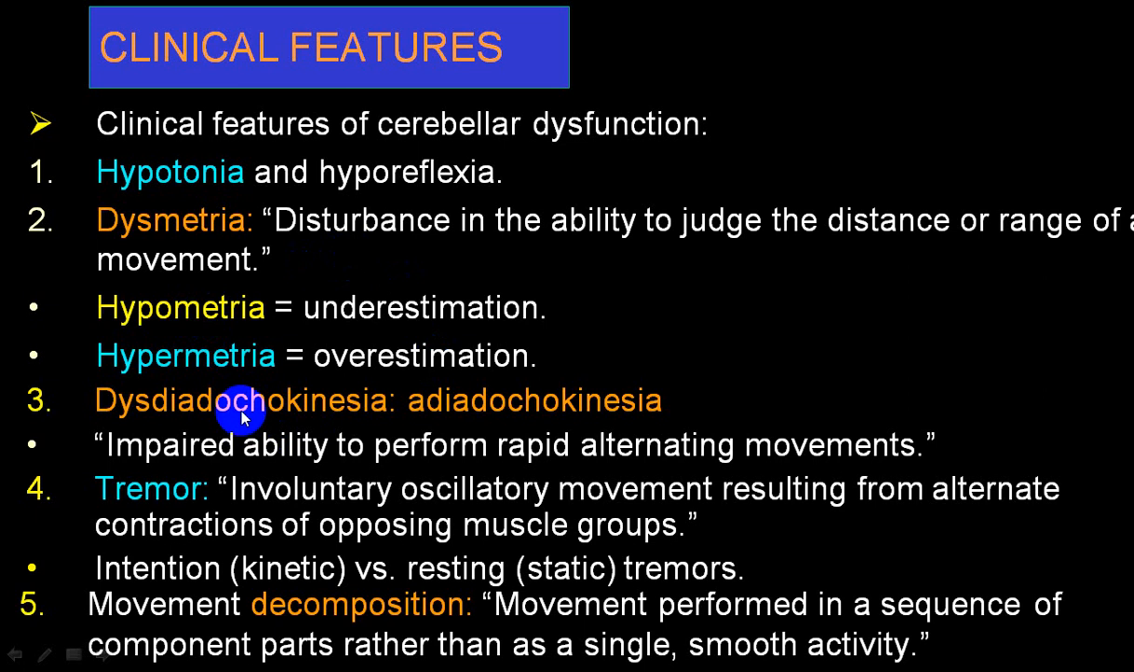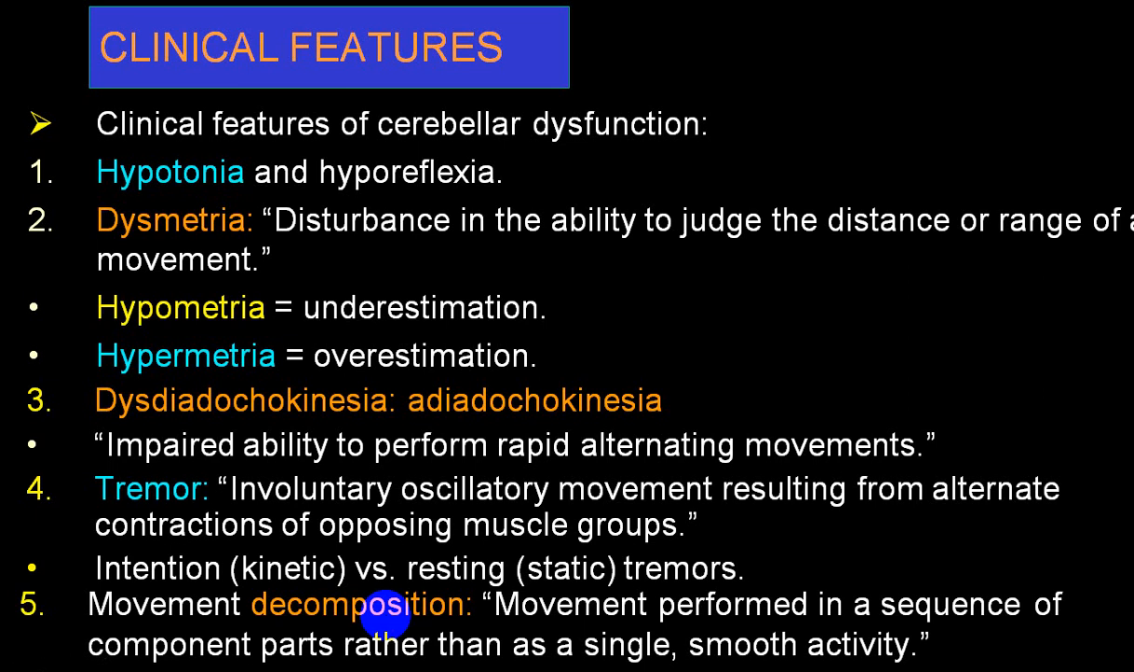Inability to do the alternate rapid movement is called adiadochokinesia or dysdiadochokinesia. Because of this incoordination, the person will also have tremors, mainly during movements, so they are called kinetic tremors or intention tremors. Usually static tremors are not present. Movement can be decomposed, meaning the movements will not be smooth. You will have separation of the movements, like first flexion, then pronation, then flexion at the wrist, etc.